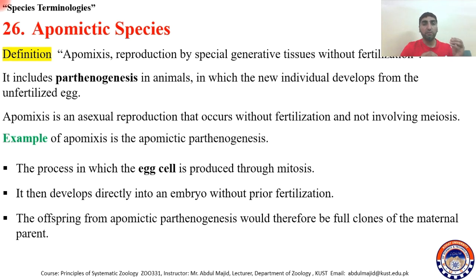Meaning, for example, there is a female and the female will lay an egg, but that egg is not produced through meiosis, it is produced through mitosis. So the full set of chromosomes, the complete 2n set, is coming from the mother, so there is no involvement from the father. That's why you can say it is a full clone of the maternal parent, because it completely came from its mother.